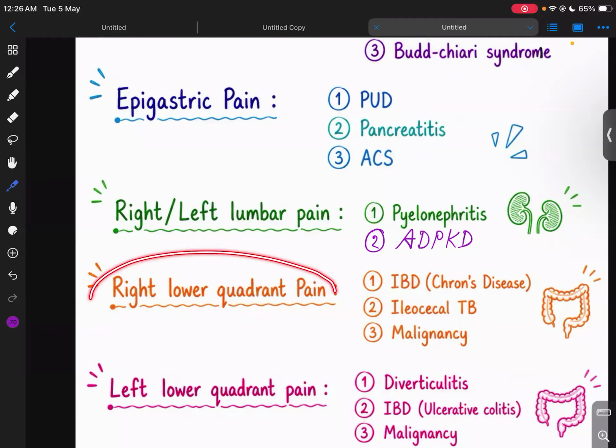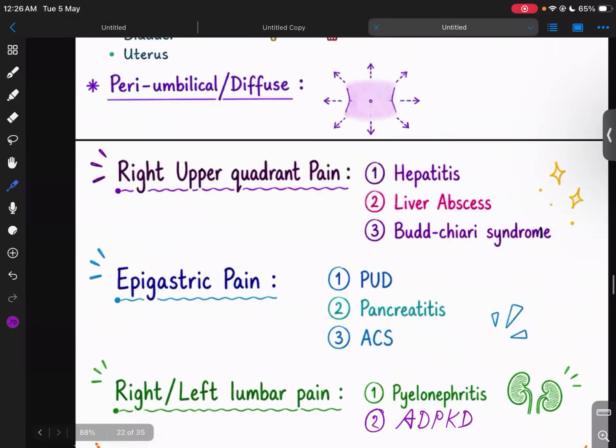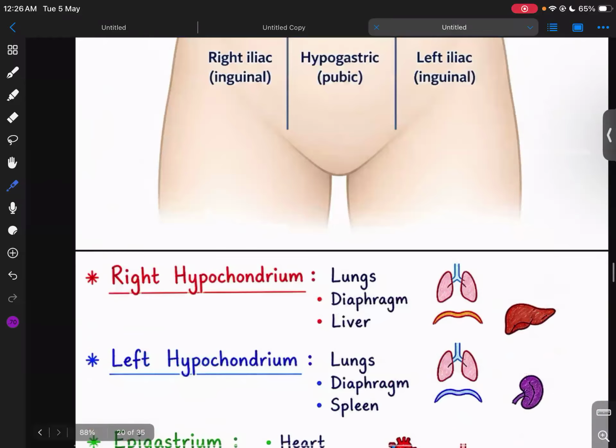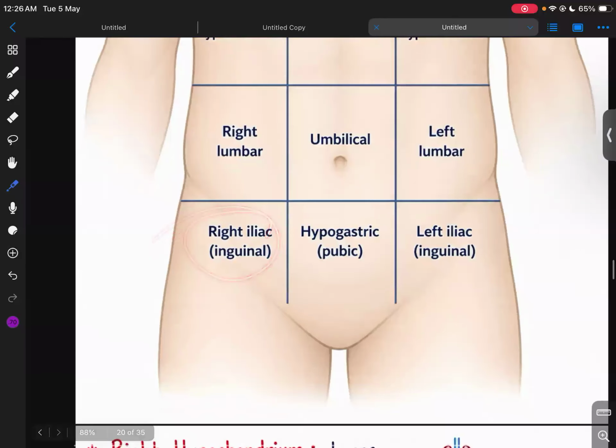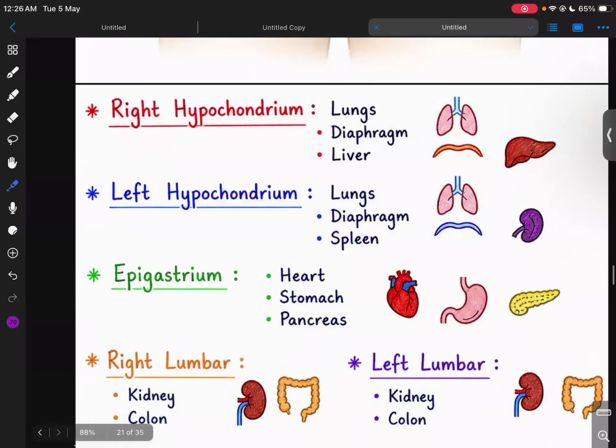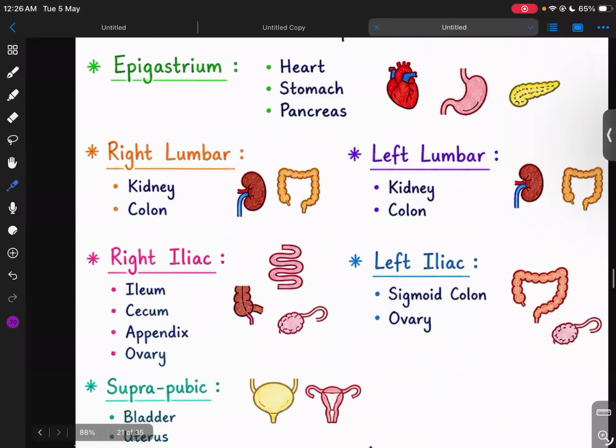Okay. Then right lower quadrant pain. This is the right lower quadrant, the right iliac region. What organs reside here? The ileum, cecum, appendix, and ovary. Regarding the appendix, appendicitis is a surgical case, so this is not going to be given in the PACES exam. Regarding the ovary, it can have multiple pathologies, like ovarian torsion and ovarian cyst rupture, but this is not a gynecological exam. So this case will never be given to you.